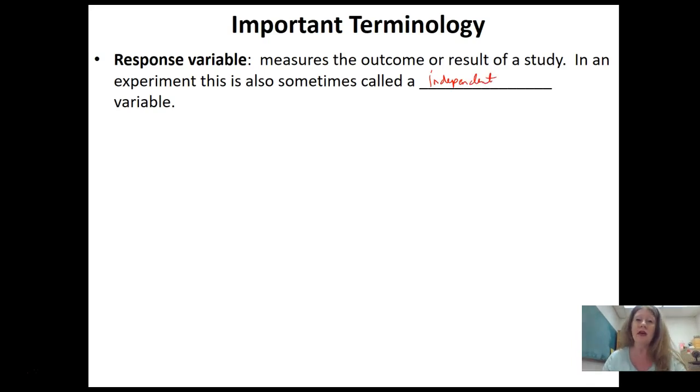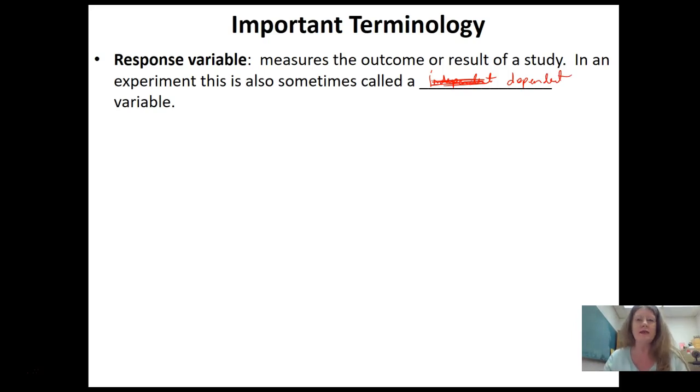So if you've studied psychology, you maybe have heard the term independent variable, oh, I'm sorry, that's wrong. I'm glad I caught that. The response is the dependent variable. So I'm just making sure you're paying attention here. Okay, the response depends on something. It's the outcome of our study.